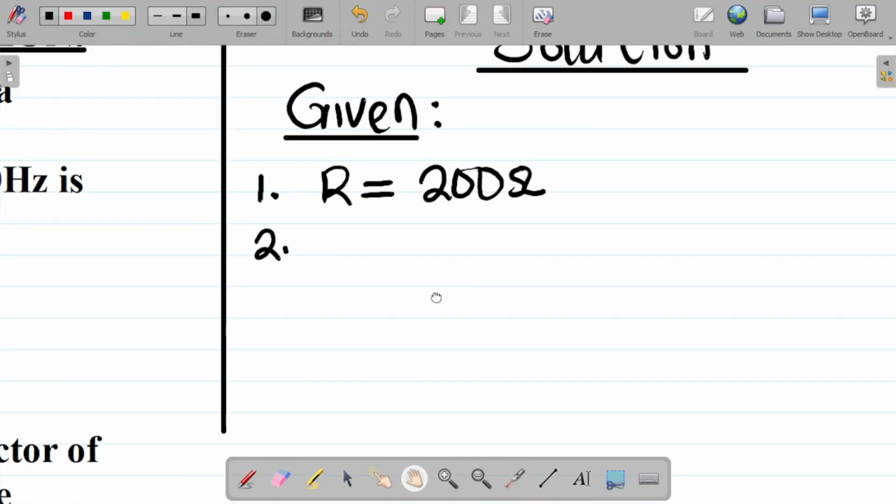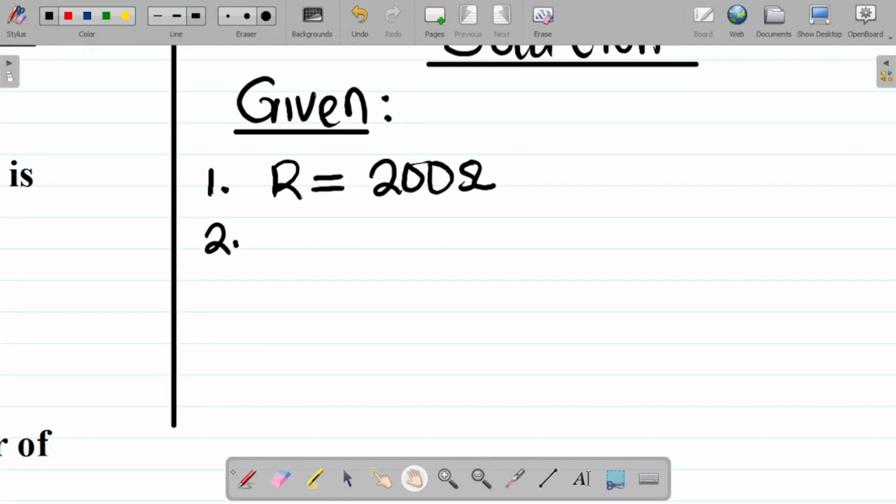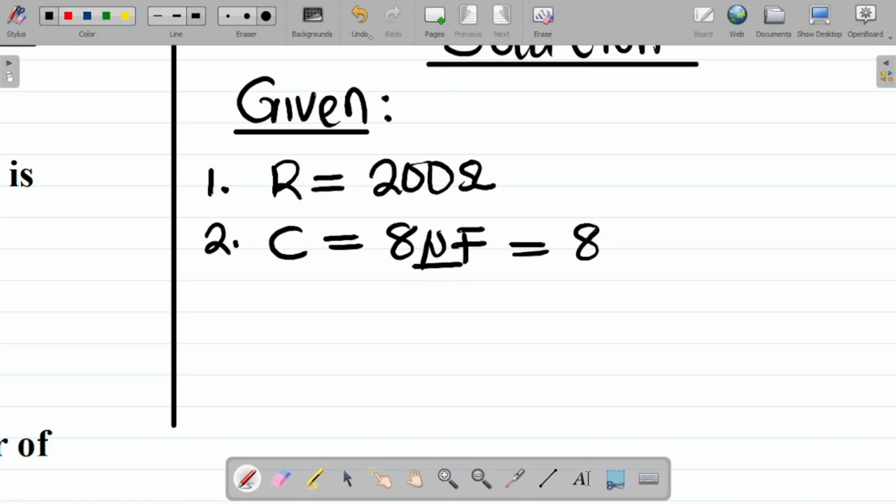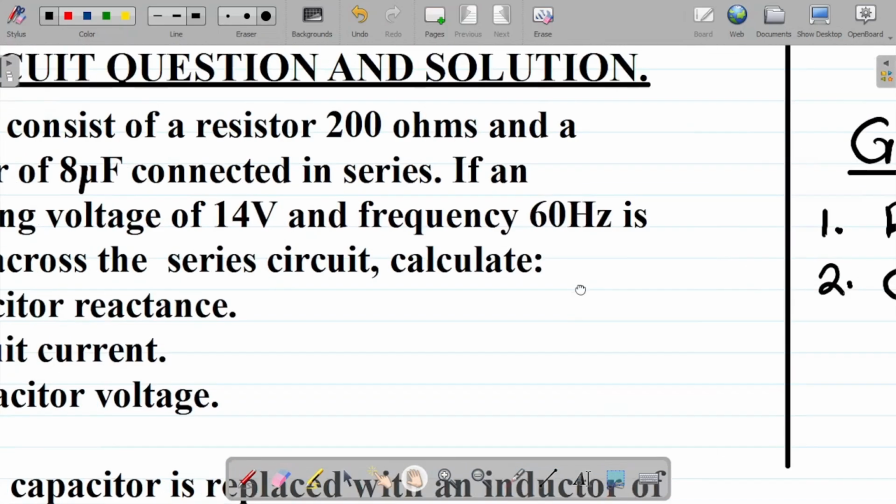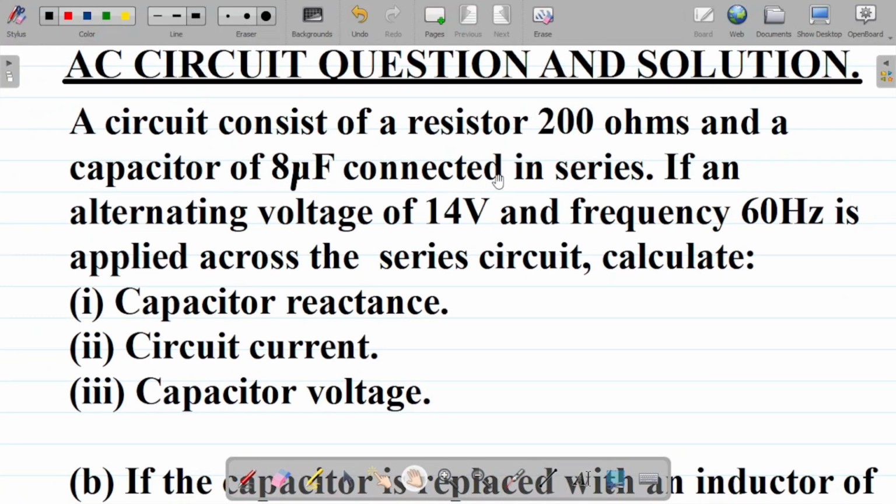microfarad. So you're given the capacitor. The symbol there is C, which is equal to 8 microfarad. If I write this out, it becomes 8 times 10 to the power minus 6, since micro simply means times 10 to the power minus 6. That's microfarad.